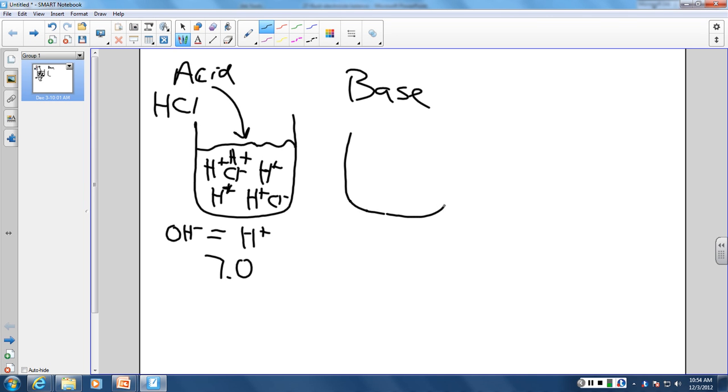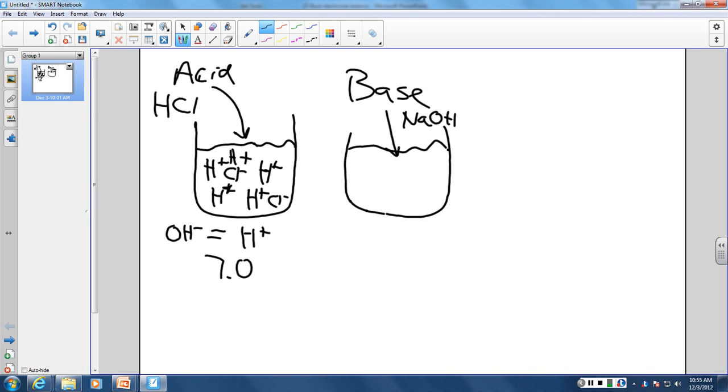And bases, what did you find for base? Okay. So you kind of have two definitions for a base. Any chemical that, when dumped in water, will accept hydrogen ions, or will increase the number of hydroxide ions. So one base that you all may be familiar with is sodium hydroxide.